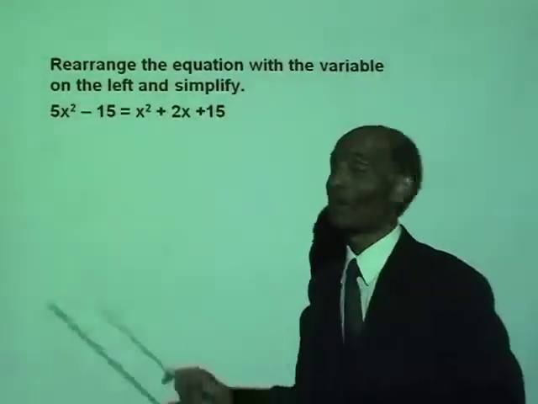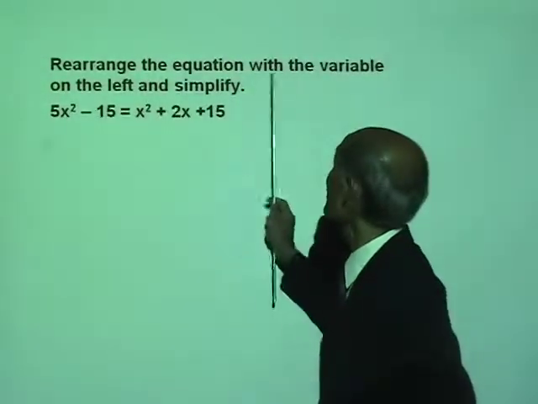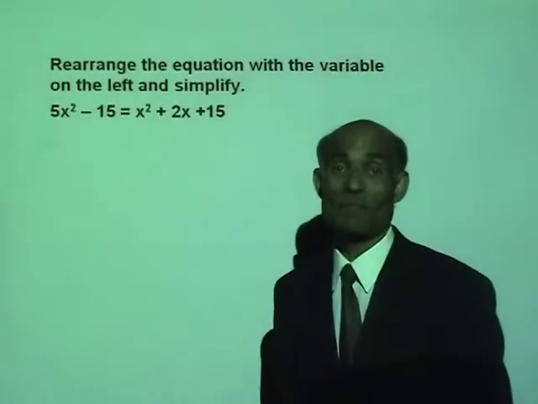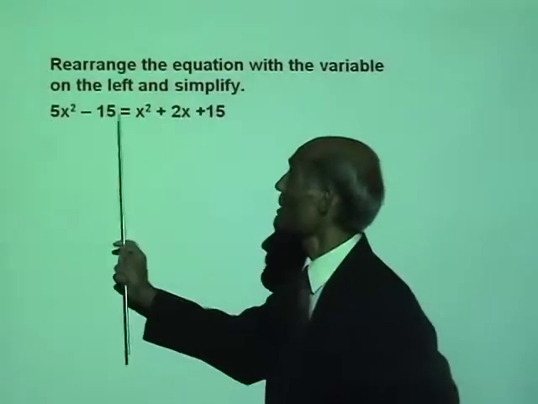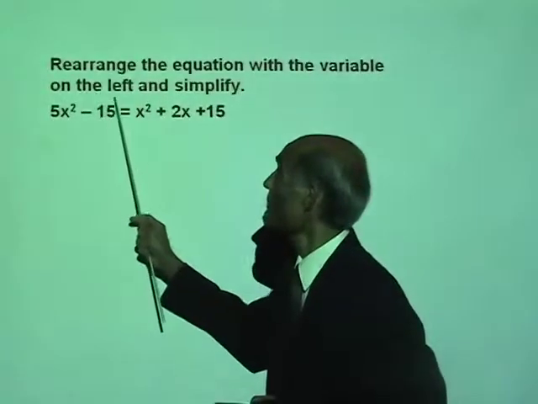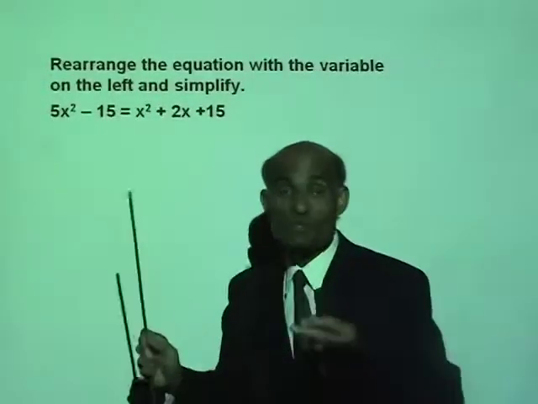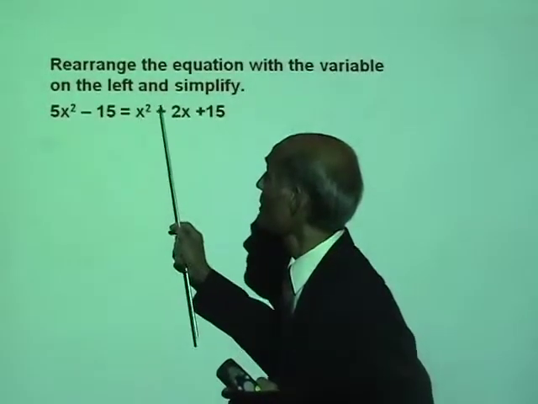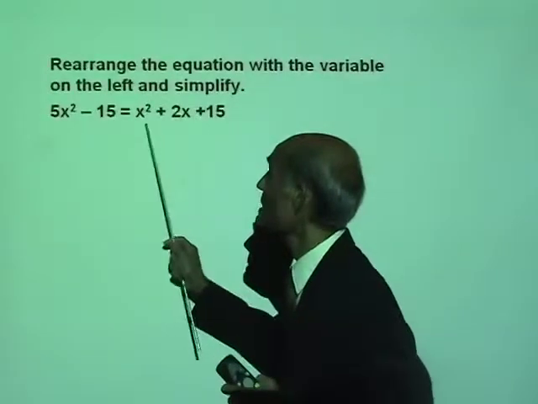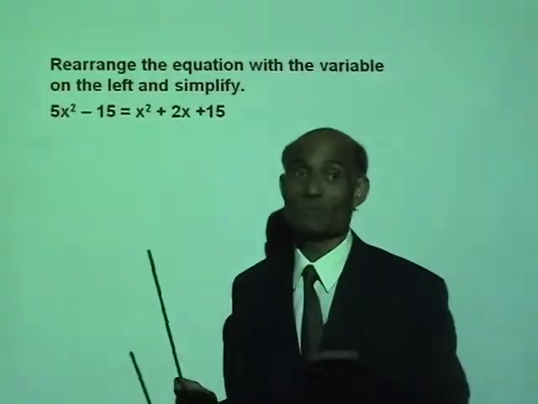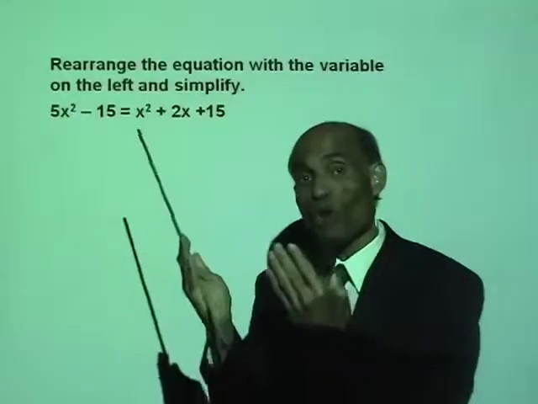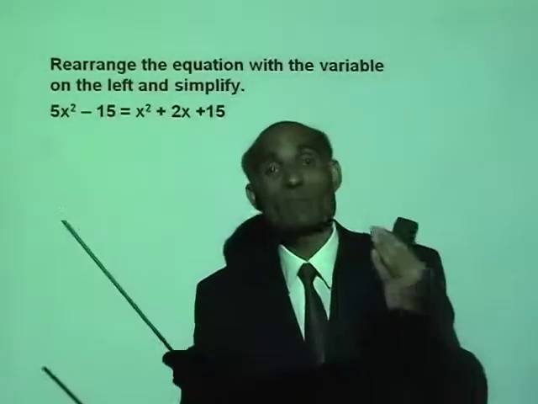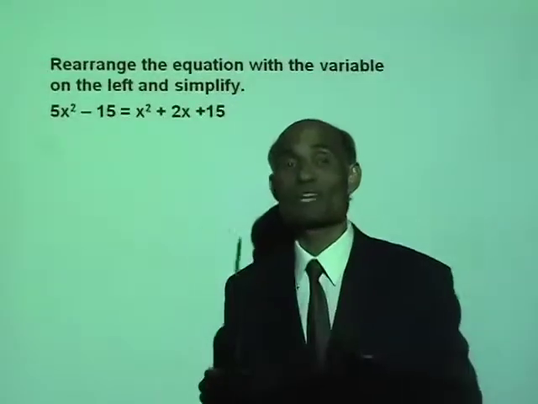Okay, another one. Rearrange the equation with the variables on the left and then simplify. Can you do this? We have 5x squared minus 15, two terms on the left, and on the right side x squared plus 2x plus 15. There are three terms. I want to keep all the variables on the left side of the equation and the numbers on the right side of the equation.